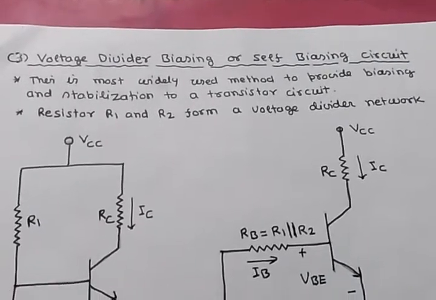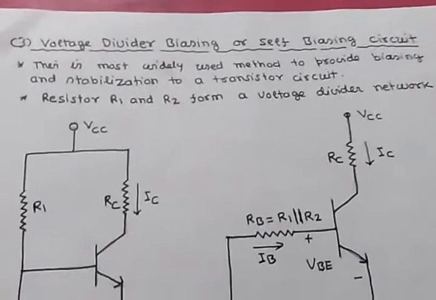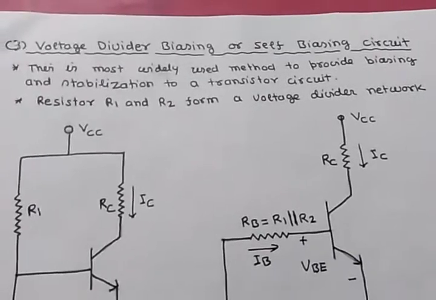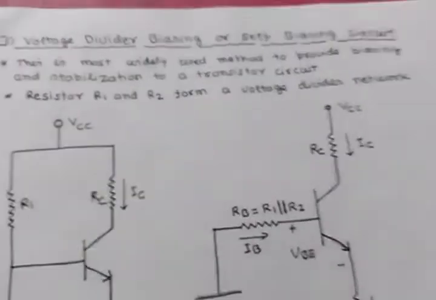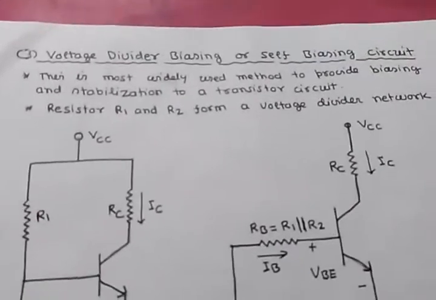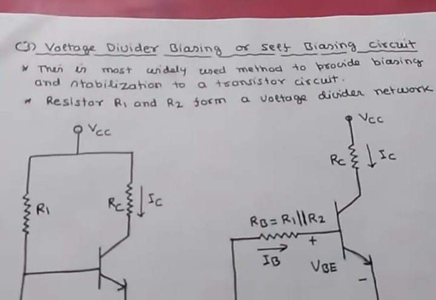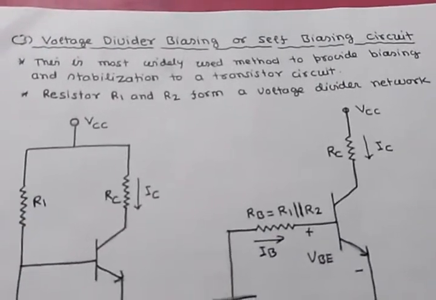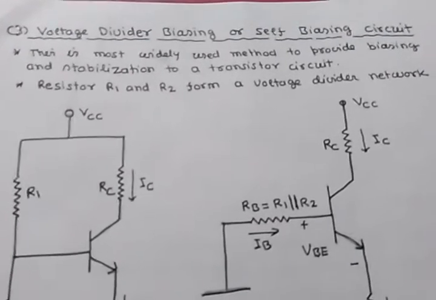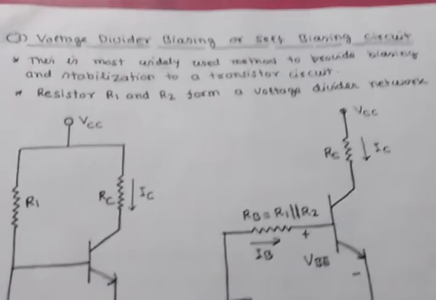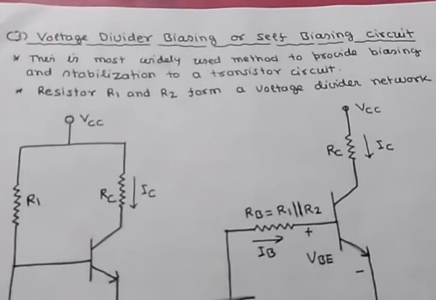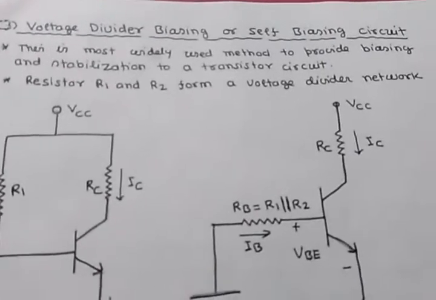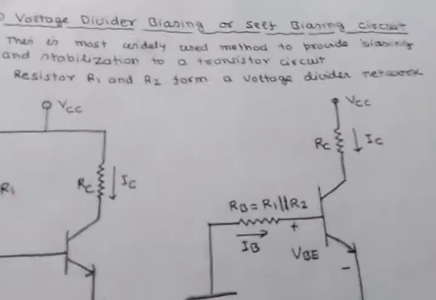In my previous video, I have explained fixed biasing and biasing using collector to base feedback resistor. In fixed biasing, the collector current depends on temperature and transistor parameter beta. If due to any reason temperature or beta changes, then collector current changes, and due to change in the collector current, the operating point shifts from the desired position of the DC load line.